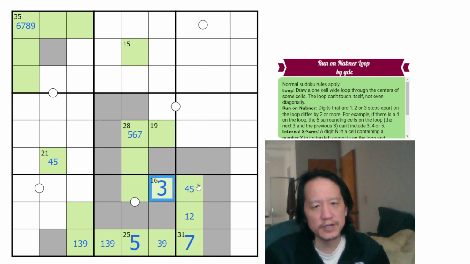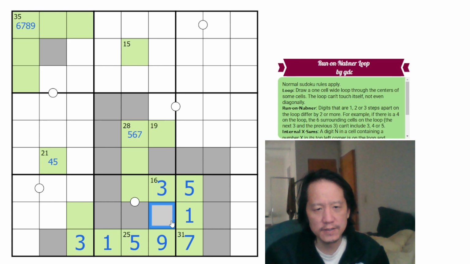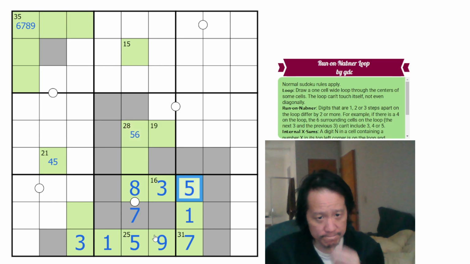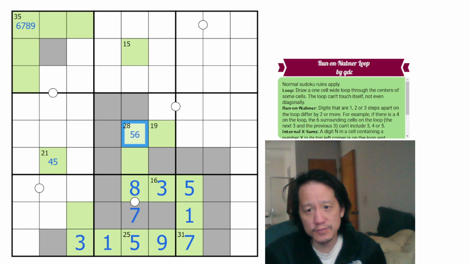This is 3, so this can't be 4. This has to be 5, which makes that a 1. This can't be 3, so this is 9. This can't be 3 or 9, so this must be 1, which makes that a 3. This must add up to 16, so this already adds up to 8, so this must be 8. This is consecutive with 8, so this is 7. This can no longer be 7. It's 5 or 6. This can't be 5, so it must be 6.